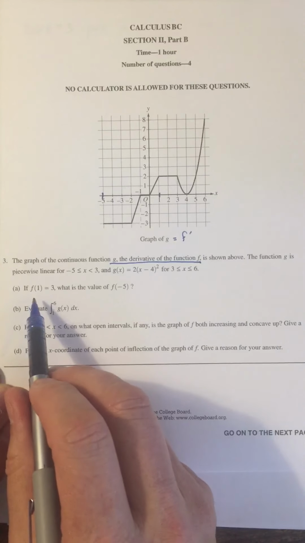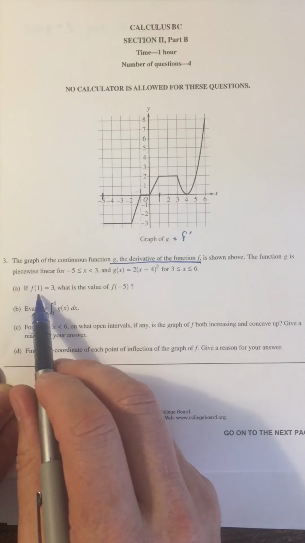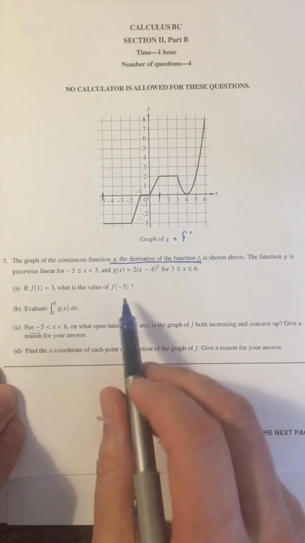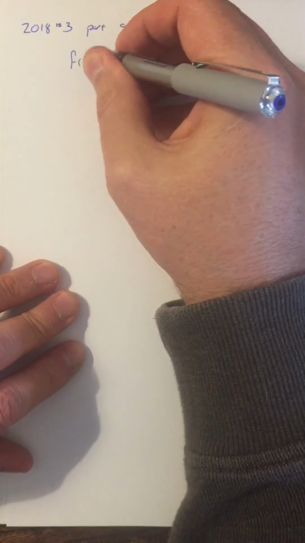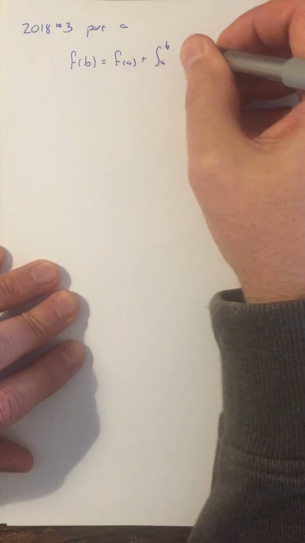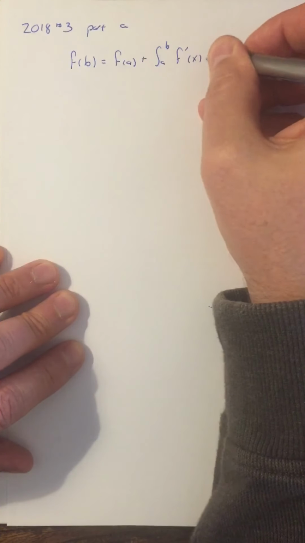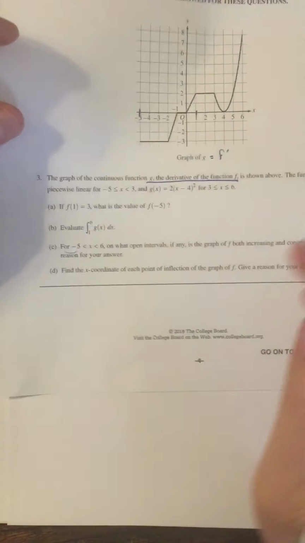All right, so now what are they asking us to do? They're asking us to find f of -5, and we know f of 1. So right away, they give you one value, they ask you another, they gave you f prime. That should get you thinking about the fundamental theorem of calculus in the accumulation form. F of b equals f of a plus the integral from a to b of f prime of x dx. And f prime is what we have a graph of. So now we can just plug in our values.